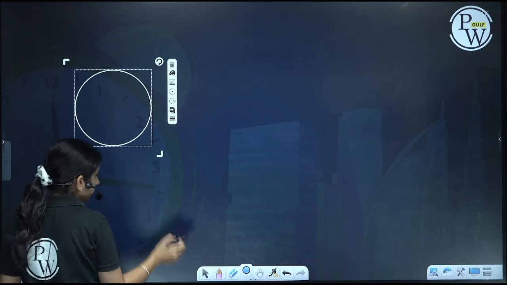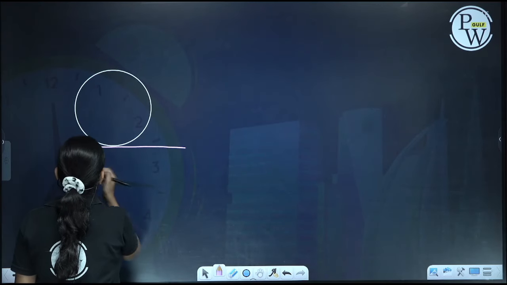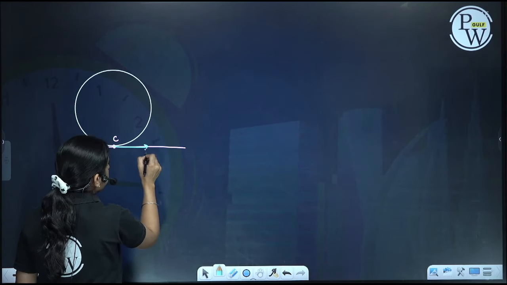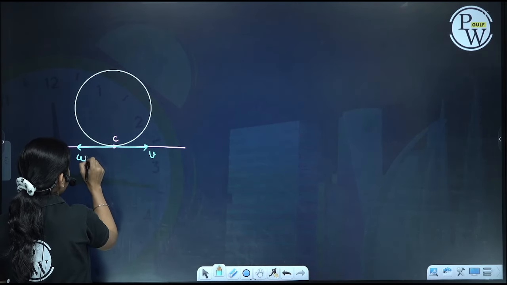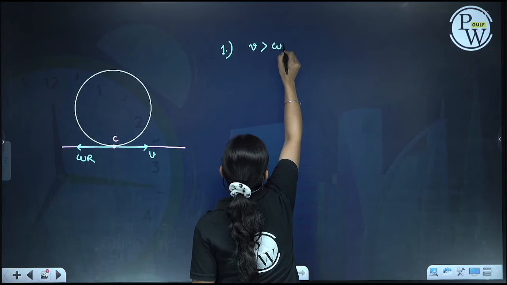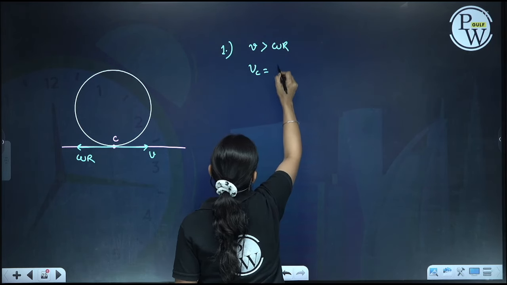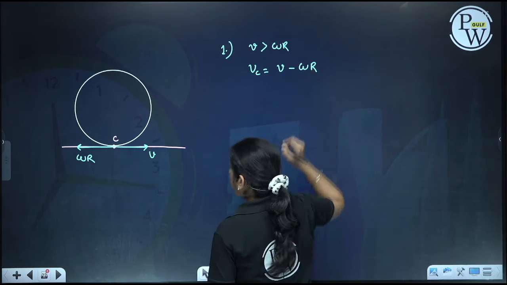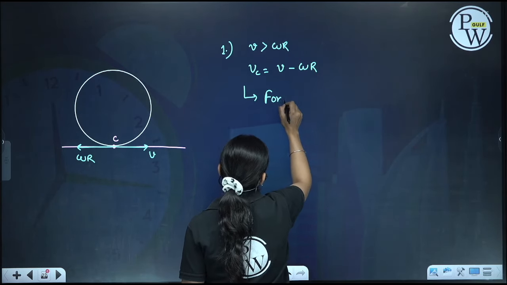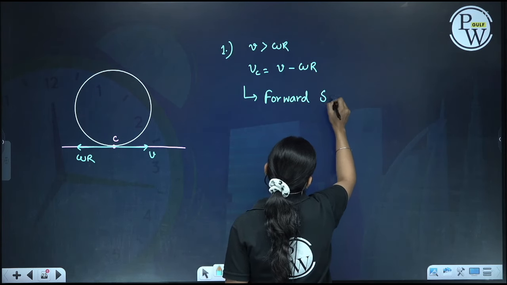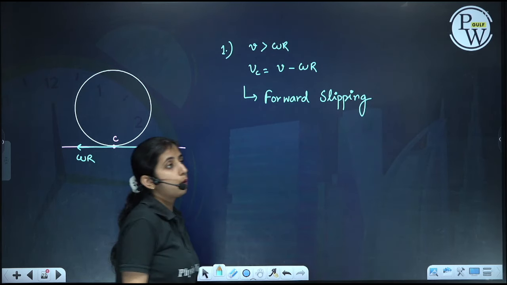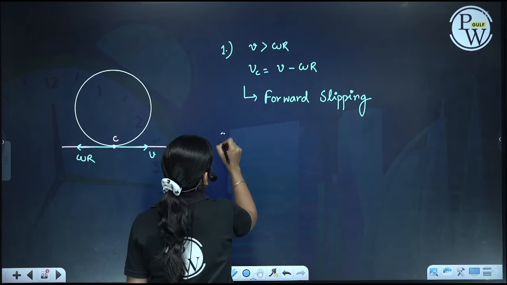Okay, so let us see the contact point C is having two velocities. One is v forward and the other is omega r backwards. So in the first case, if v is greater than omega r, then the contact point will have a net velocity v minus omega r in the forward direction. So this is called forward slipping. In this, the body is moving forward, rolling plus slipping in the forward direction.